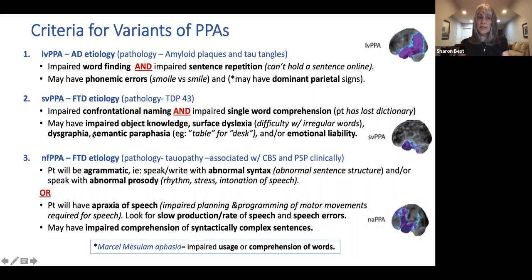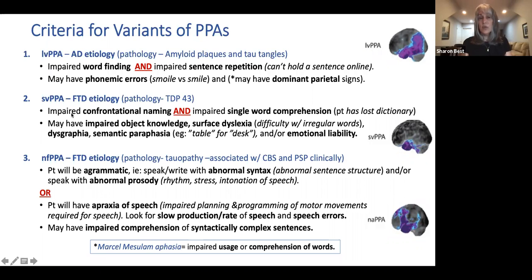So let's just jump down here and look at the semantic paraphasias that may occur with a semantic variant. And again, you can see phonemic or semantic really in any of them. So the semantic paraphasia, in contrast to the phonemic, is when the patient says another word that's a real word close to the target word. So they may want to say desk, but table comes out.